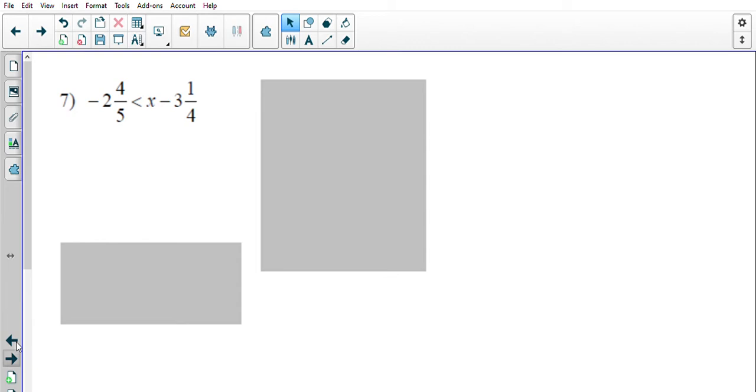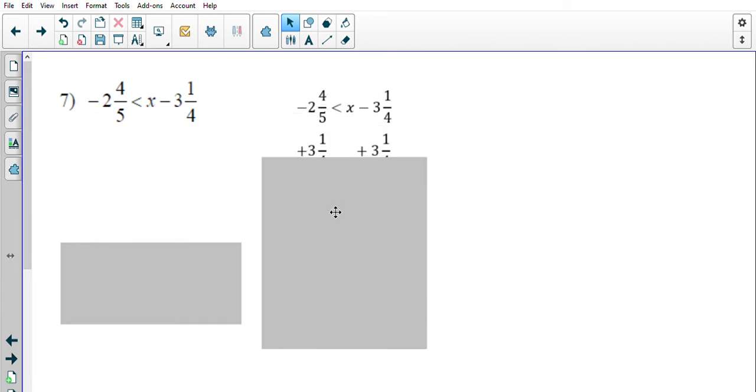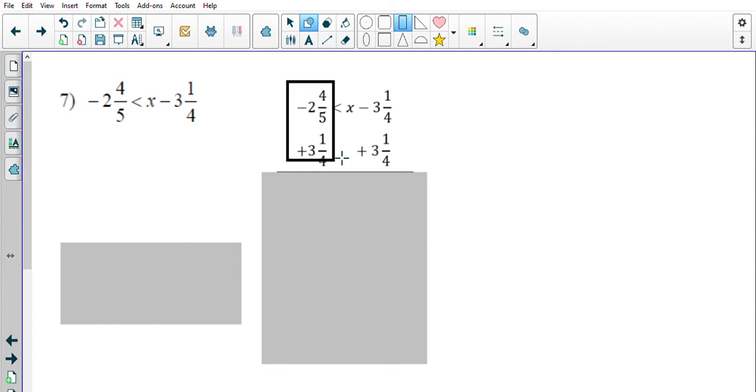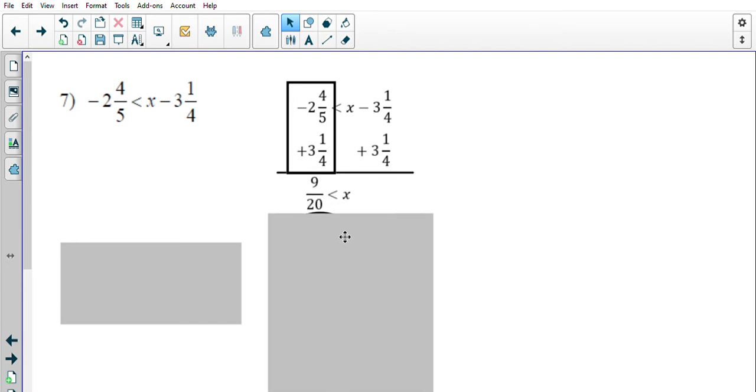That way we get this out of the way and we can practice it together during our live sessions this week. So negative 2 4/5 is less than x minus 3 1/4. The inverse of subtracting 3 1/4 is to add 3 1/4. So what you're plugging into your calculators is negative 2 4/5 plus 3 1/4. That will get you 9/20 is less than x, and then rewrite it with the variable on the left.